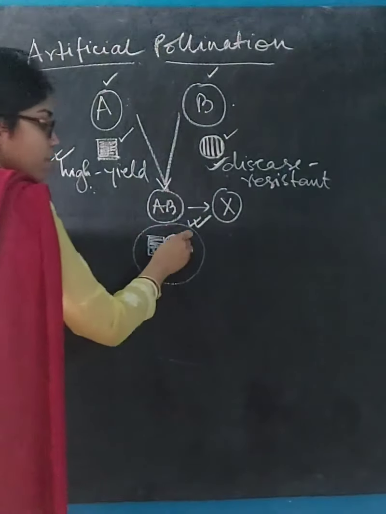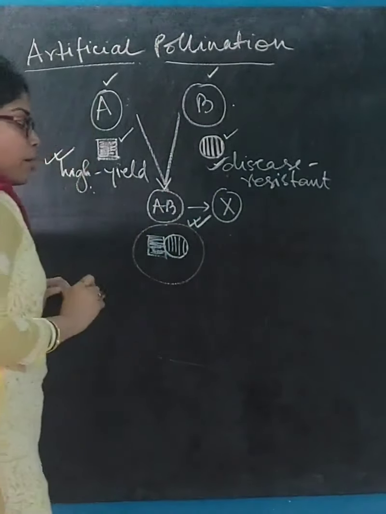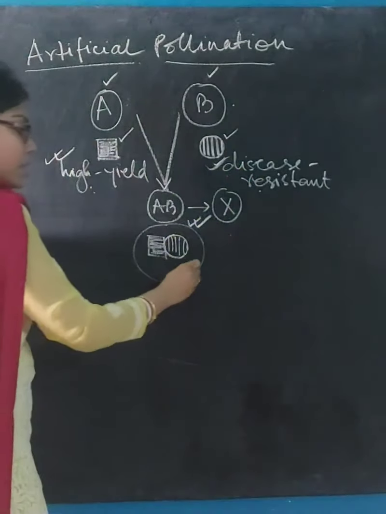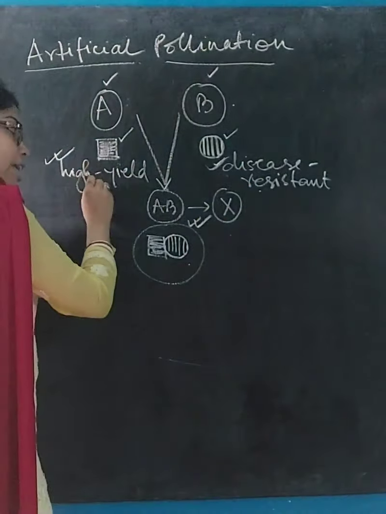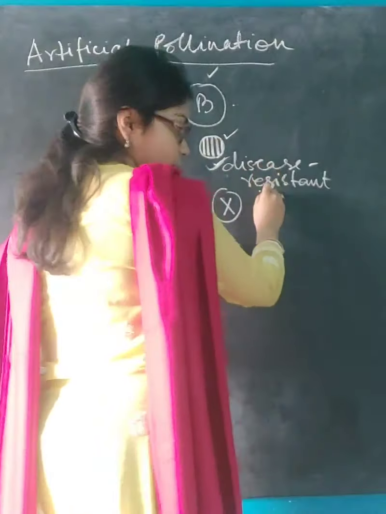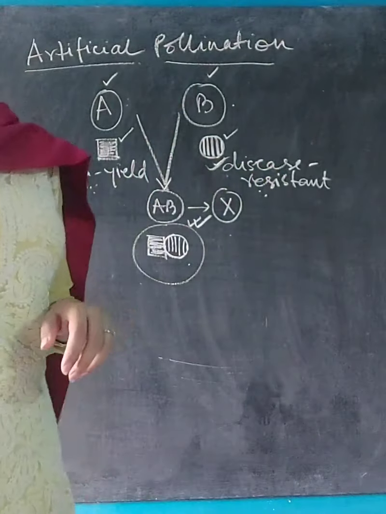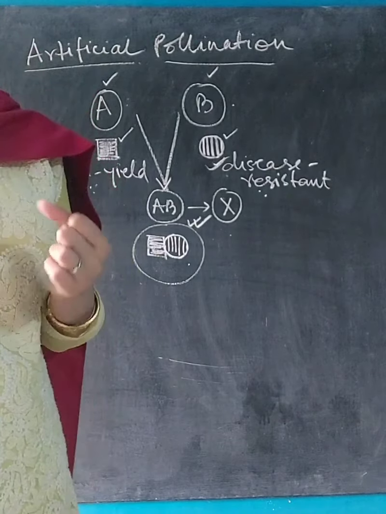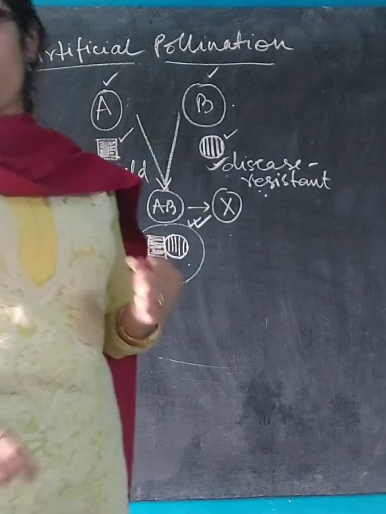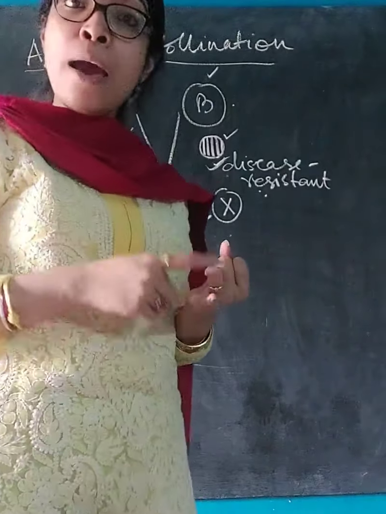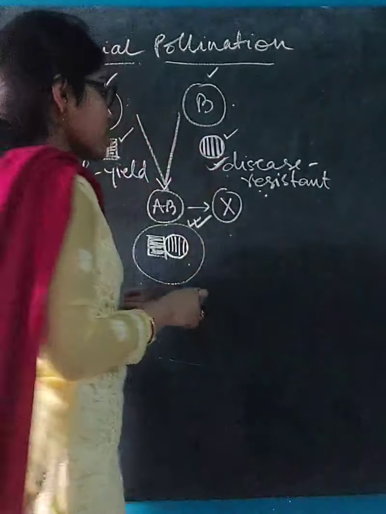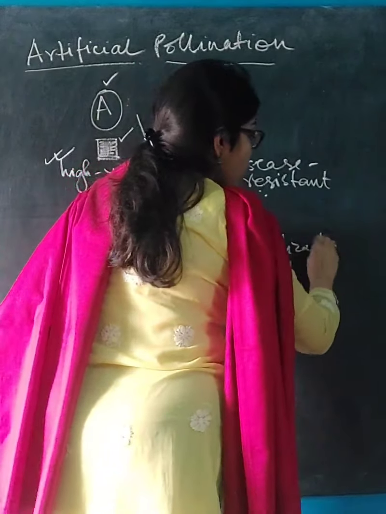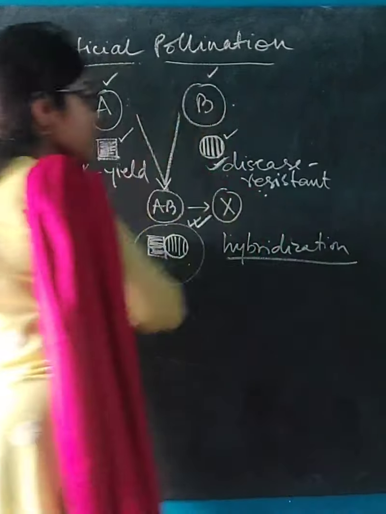As a result, we will get a crop or a plant which will have both of these varieties in them. That means this new variety will be both high yielding and also disease resistant. Clear? After selection of these varieties, crossbreeding is done by artificial pollination to get a variety of plants which has both the desired characteristics from the parent varieties. This whole process is known as hybridization.